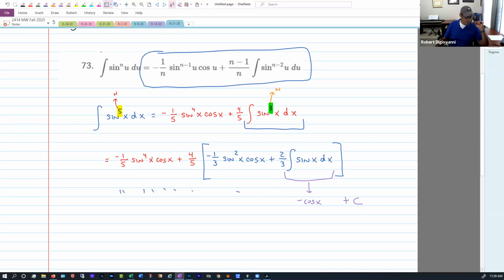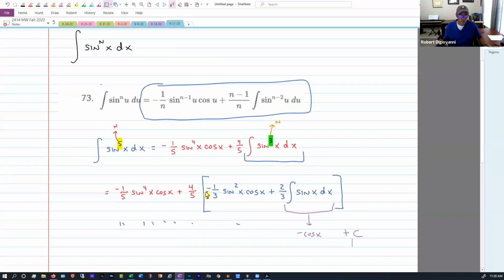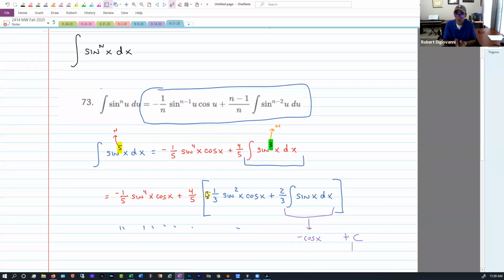But if we go back and revisit the formulas, there's formulas for sine, cosine, tangent, cotangent, secant, cosecant. All of these have these things called reduction formulas. So again, I just picked one formula out of this. I want you to know how the formula works. So there's how it works.